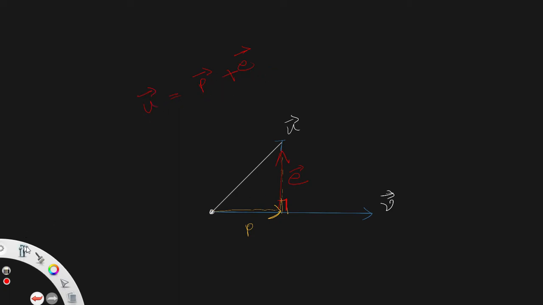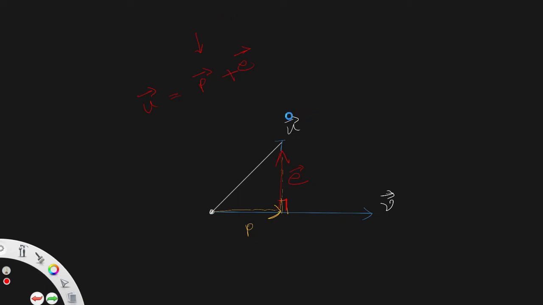This is the important part, that U, this vector, is made up of two components, and this decomposition is unique. For U and V, there is only one P and one E. You cannot write it with some other P1 and E1 that are not P and E and are perpendicular. There is only one way you can write it in this manner: a vector that is parallel to V, and a vector that is perpendicular to V. So this is parallel to V, this is perpendicular to V.